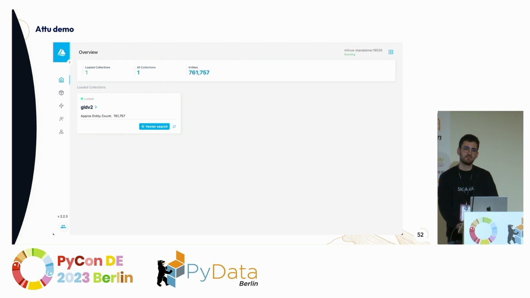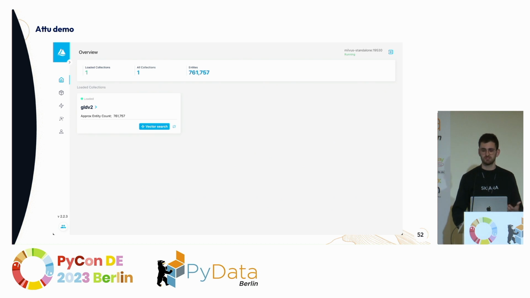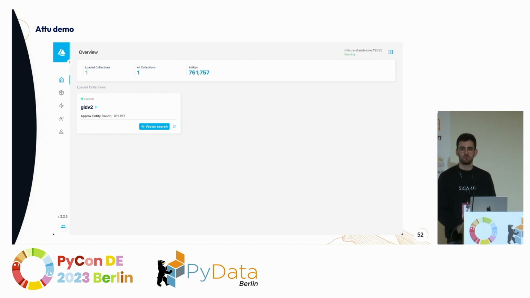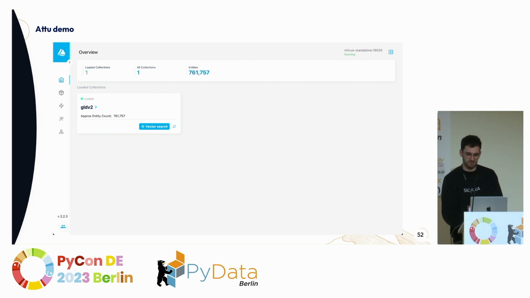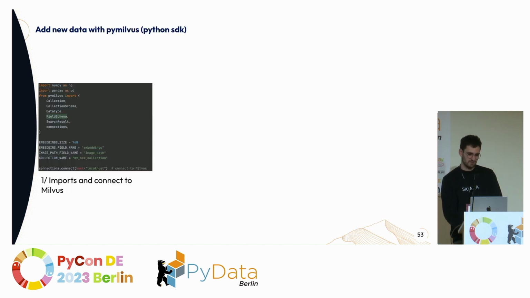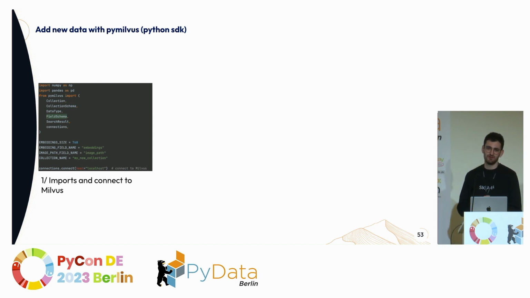One great thing about Milvus is that it comes with a web interface called Attu, which allows you to manage your different collections. Right now, I have only one, which contains all my image representations of Google Landmarks v2. And it's great to see if everything works and do some testing and some managing. We are at PyData, so I have to show some Python code. So here's some quick code of how to interact with the Milvus SDK.